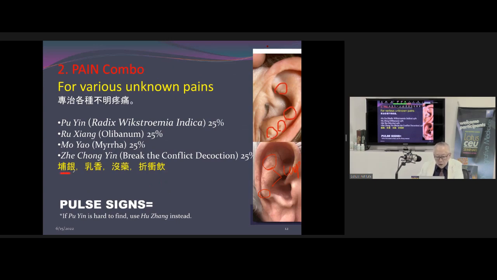Okay, let me talk about this one. 乳香没药, I use a lot in my office for all kinds of pain, not for joint, not for sciatica pain, not for arthritis, also for all kinds of internal organ pain. So you must have it in your office.